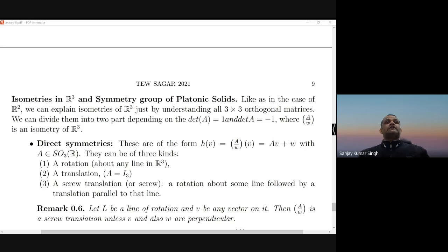Then again you can ask, because we have seen that they are related to finite subgroups of SO3 and SO2, what about the finite subgroups of SOn? And can we explain them in terms of the symmetry group of some nice object inside Rn? Such types of questions you can ask, and of course we have answers to all those questions.